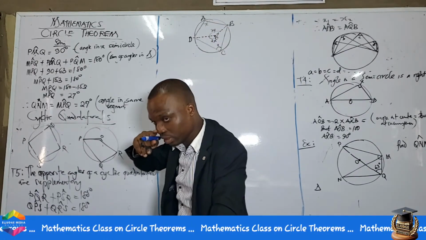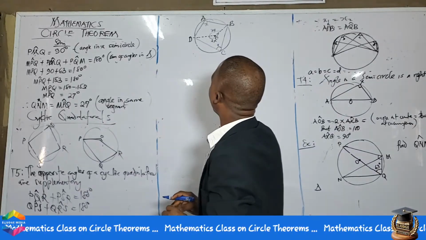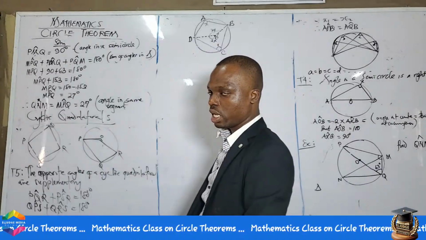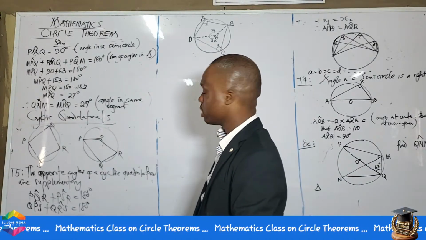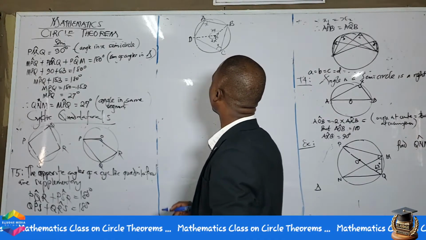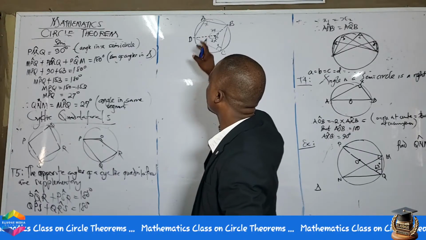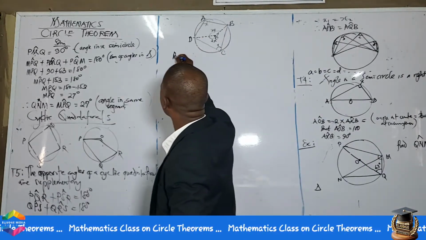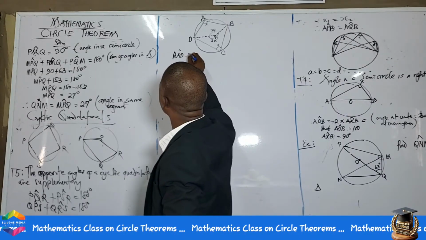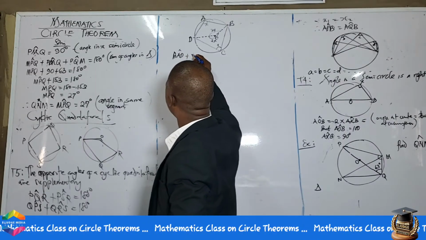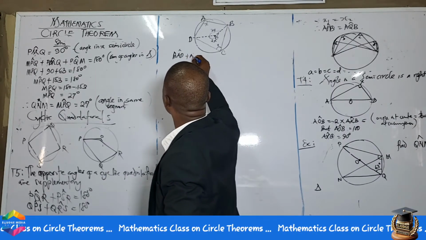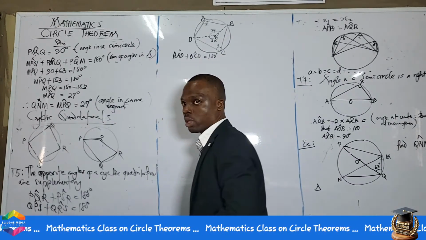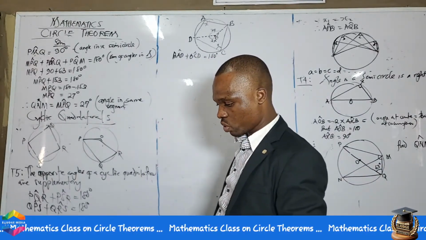We already understood that from our previous theorem, which is that angle at center equals twice the angle at the circumference. So from here, we want to prove that angle BAD plus angle BCD equals 180 degrees. And these are cyclic quadrilaterals, so we want to prove it.